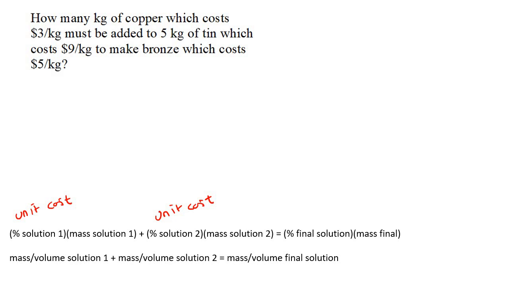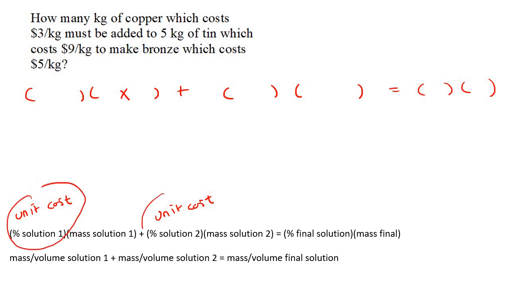So it says how many kilograms of copper, which costs $3 per kilogram, must be added to 5 kilograms of tin, which costs $9, to make bronze, which costs $5 per kilogram. Okay, so once again, we're just going to do the same technique. So it says how many kilograms of copper. We don't know how many kilograms of copper, so we'll just say X. The mass, remember the mass is over there. And then the unit cost, or the percentage, these are together and these are together.